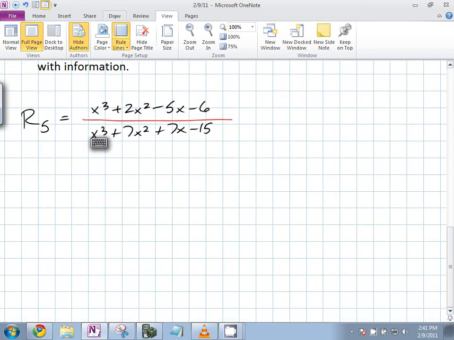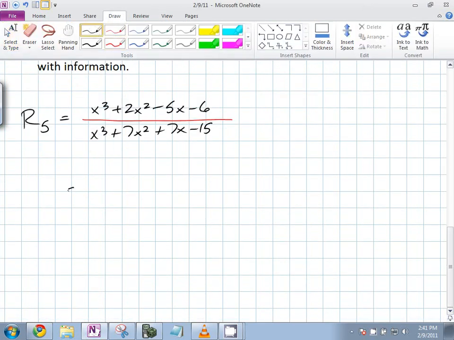Can someone tell me what the numerator factors into? Someone raise their hand. Yeah. x minus 2 times x plus 1 times x plus 3. Who agrees with that? Disagree? Agree. You're popular.